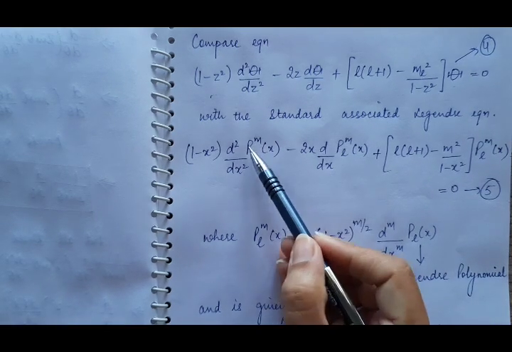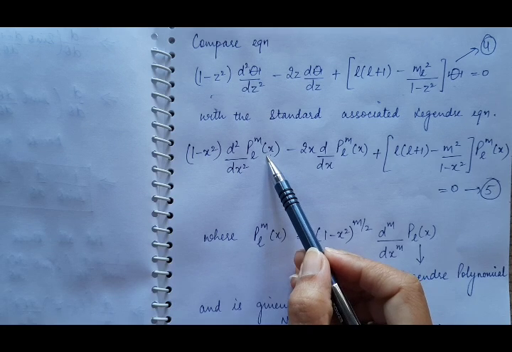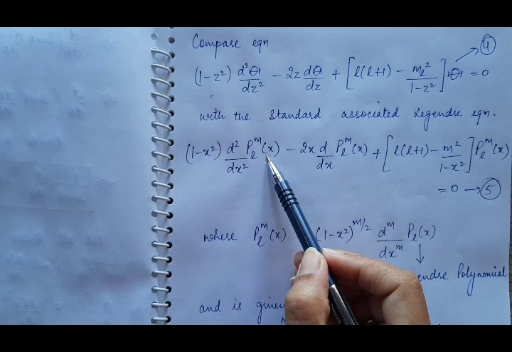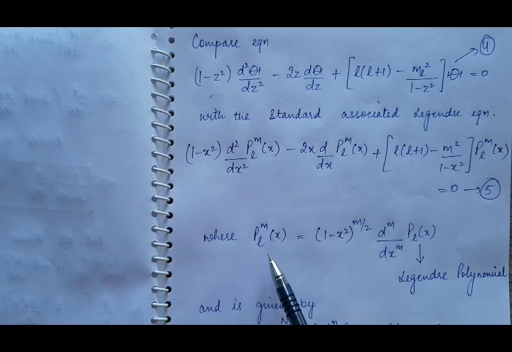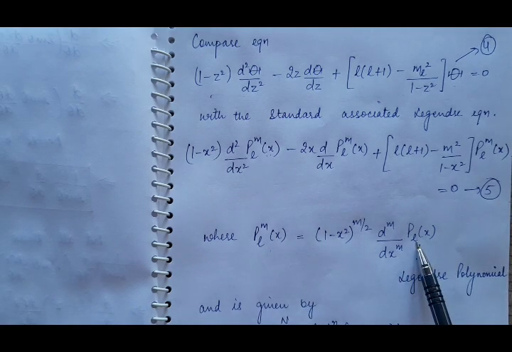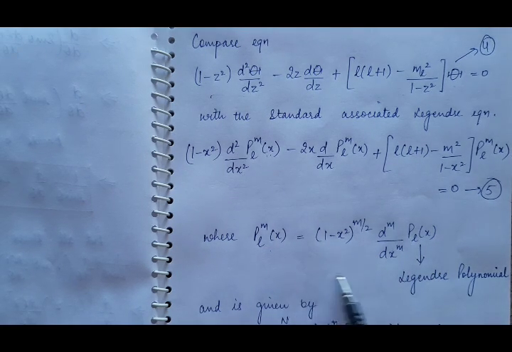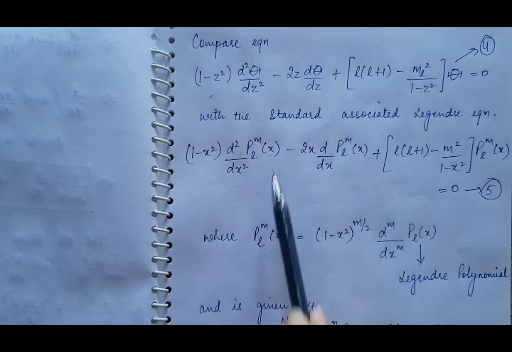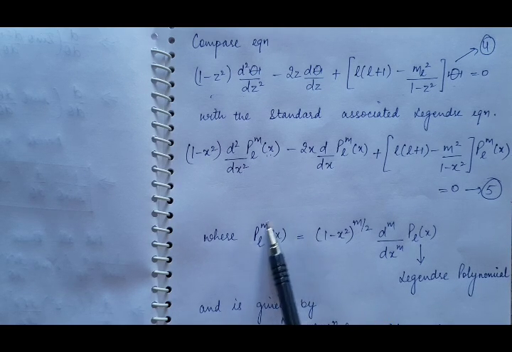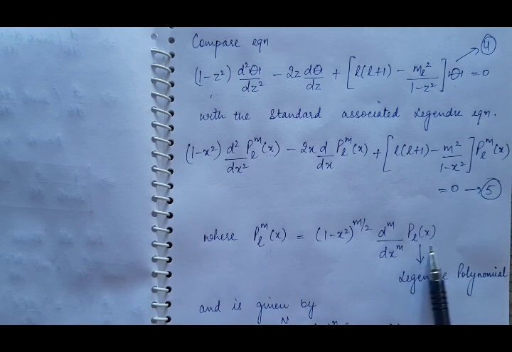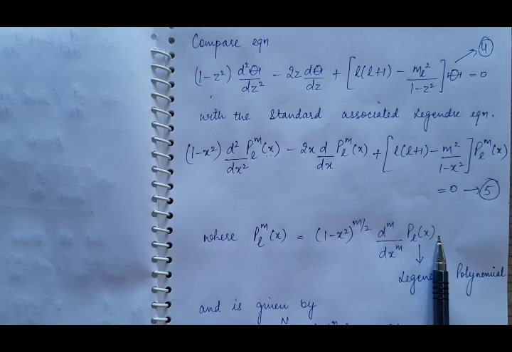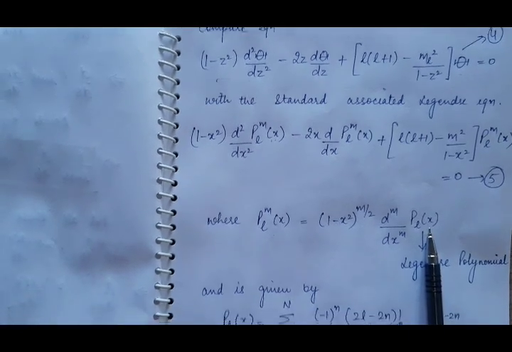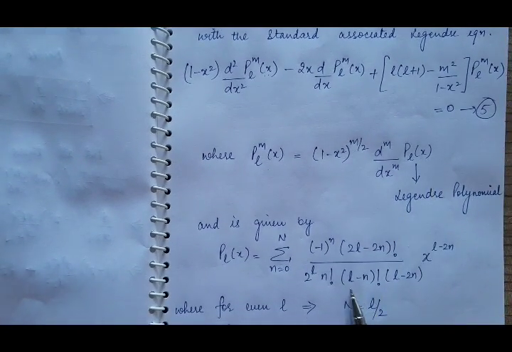Here this P_L^M(x) is the associated Legendre function or associated Legendre polynomial, and it is related to the Legendre polynomial P_L(x) with this expression. It means you can calculate the value of the associated Legendre polynomial with the help of the Legendre polynomial, and we know that the Legendre polynomial is given by this formula.